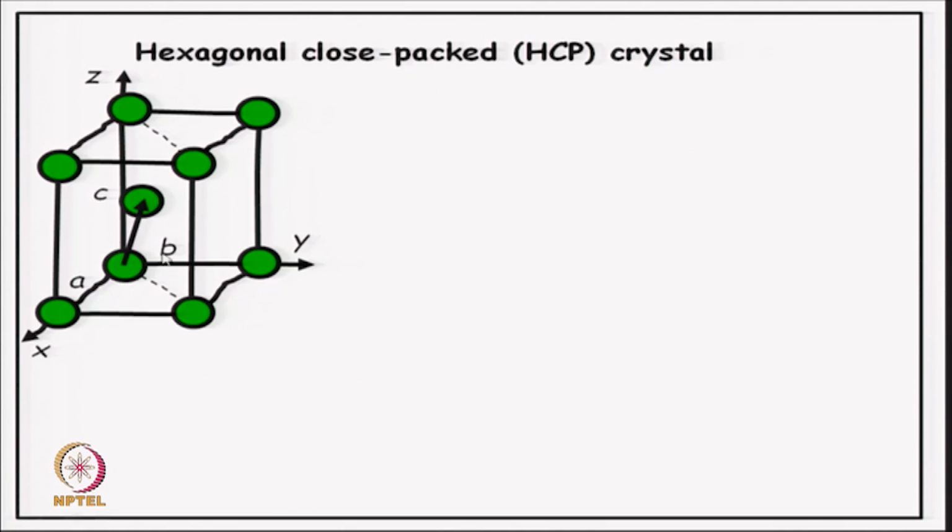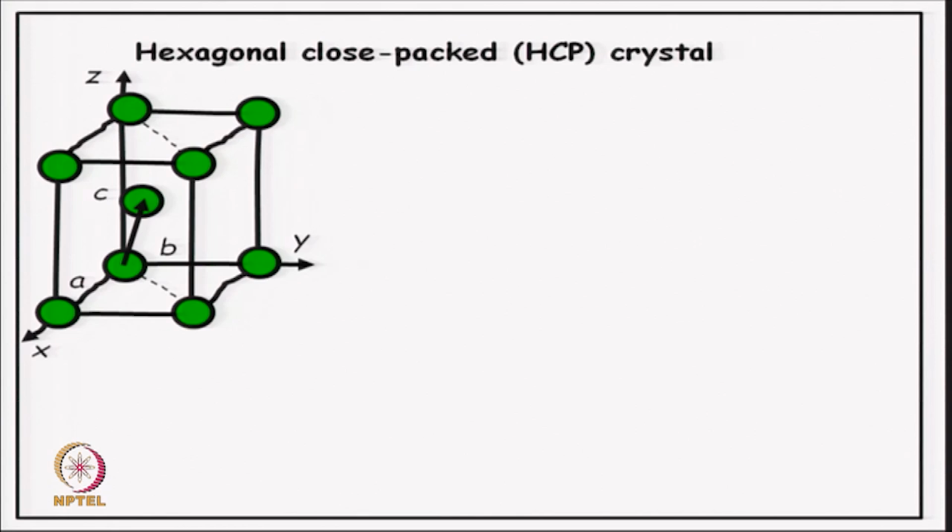But if you look at lattice points, only the 8 corners are lattice points. So, effectively there is only one lattice point. That is why I made a statement that the unit cell contains only one lattice point, but 2 atoms. And hence, this unit cell, despite containing 2 atoms, is a primitive unit cell.